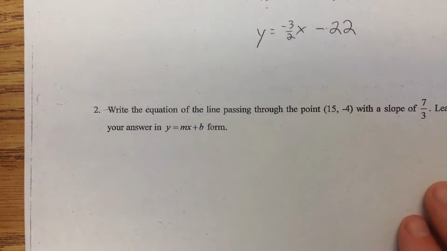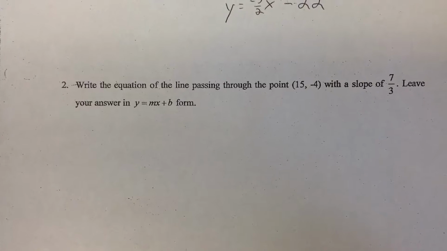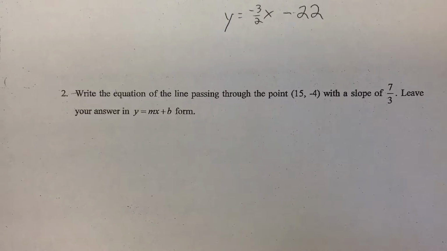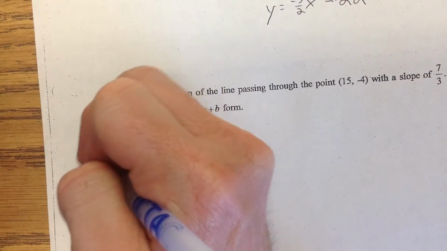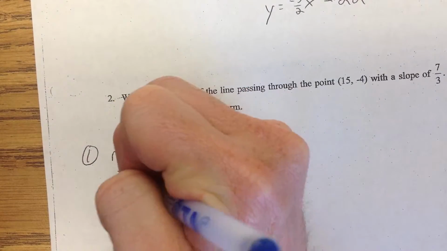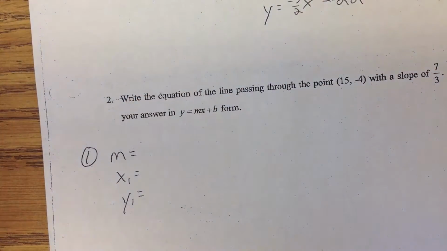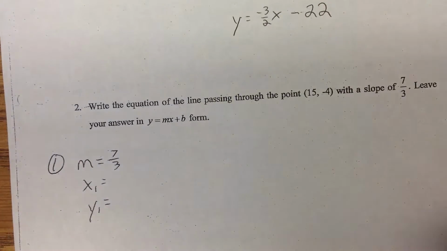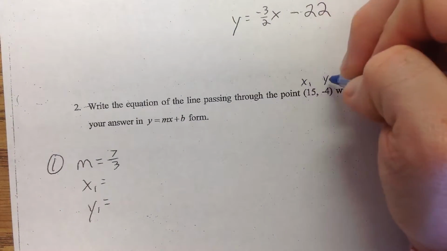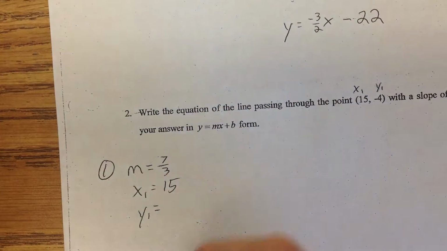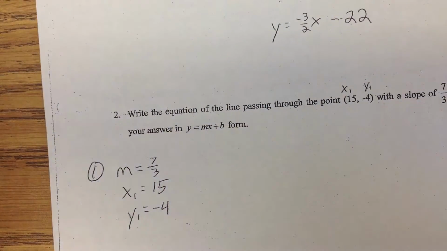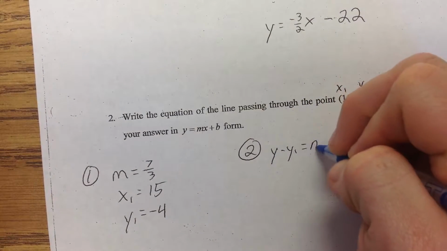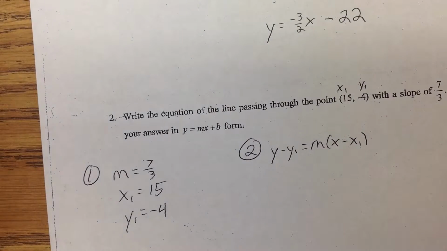All right, question 2. Write the equation of a line passing through the point 15, -4 with a slope of 7/3. Write your answer in y equals mx plus b form. So again, step 1, we need an m, we need an x1, and we need a y1. The m the problem gives us is 7/3. For the x1, just remember that the x comes first and the y comes second. So x1 is 15, y1 is -4. Step 2 is to write out our formula: y minus y1 equals m times x minus x1.